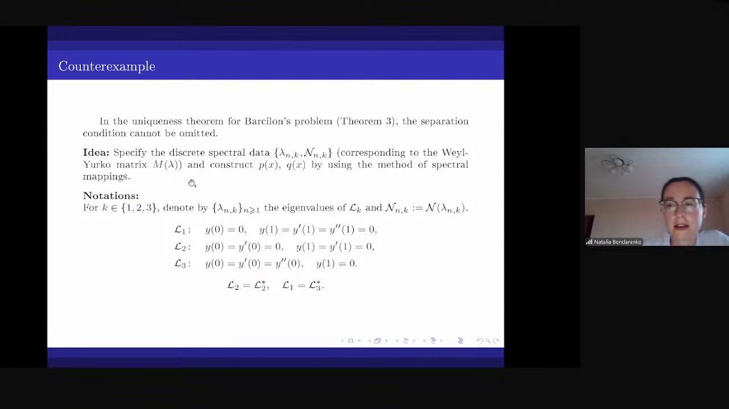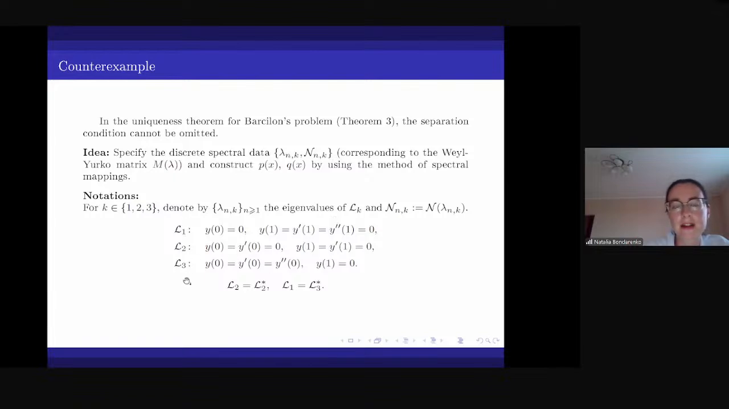And then it is shown that for some specific choice of the spectral data, this example will show the non-uniqueness of Barcelon's problem solution in some special case. So I'll use the following notations. For k = 1, 2, and 3, lambda_{n,k} are the eigenvalues of the corresponding problem L_k.